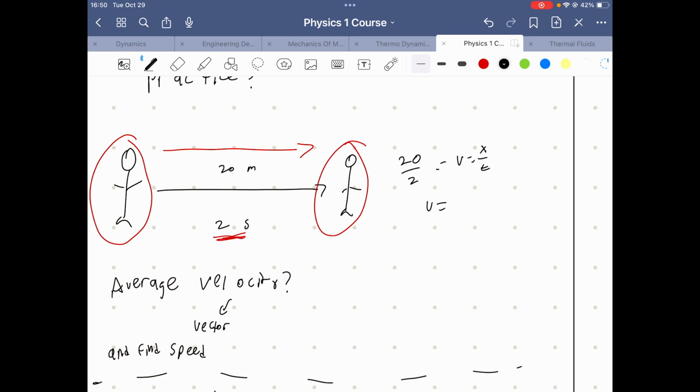So v is equal to 10 meters per second. That is our average velocity, but we have to add that term. This is our average speed. We have to add our direction to be able to make it a velocity. So we're saying it's going to the right.